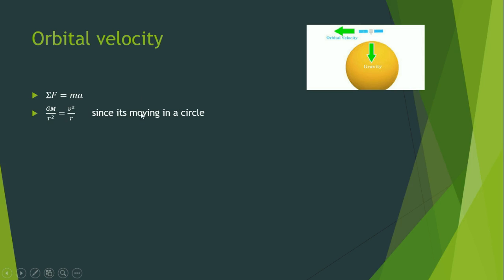Because it's moving in a circle, whenever you're in orbit you're just moving around the planet, so you're always turning and accelerating centripetally. If we want to get the v isolated, we move r to the other side, multiply each side by r, so one of the r's cancels, and then we take a square root, so we get this formula. Square root of GM over r. This is orbital velocity.